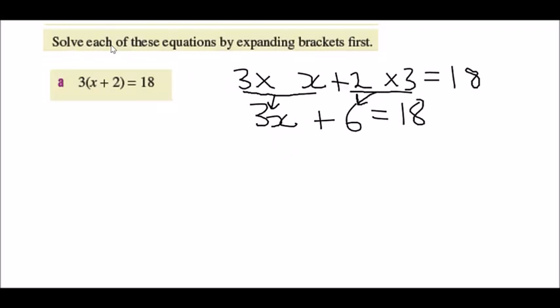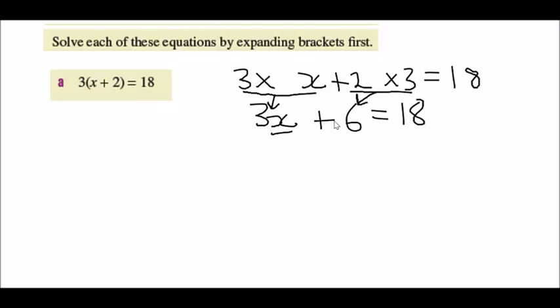Now, you will notice that 3 can actually divide into the 18. Normally I'd say divide the 18 by 3 straight away, then you don't have to worry about expanding the brackets. But the question is asking us to solve these equations by expanding the brackets first. So we're answering the question that it's asking, okay? So now we've got to solve for x.